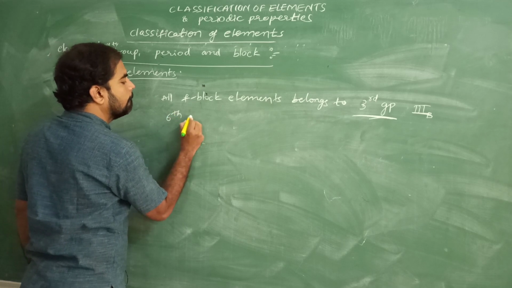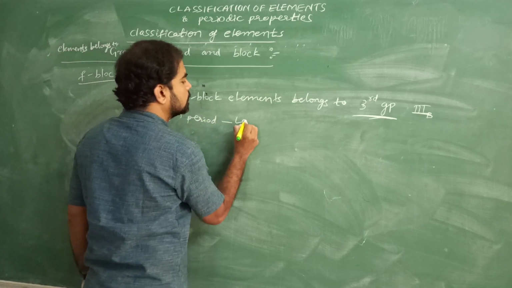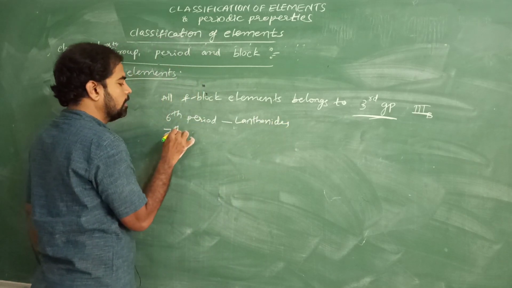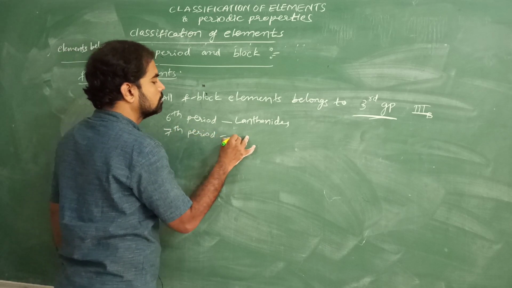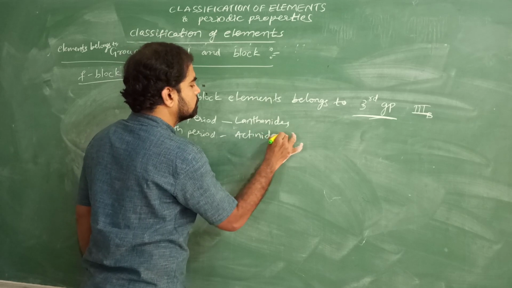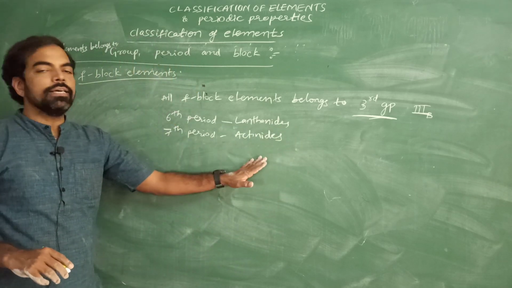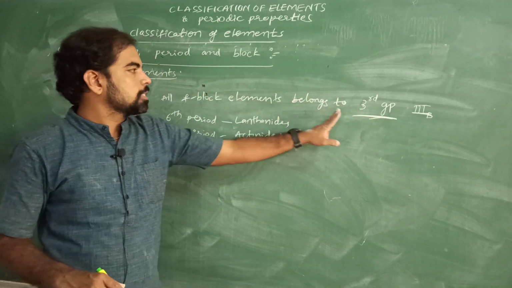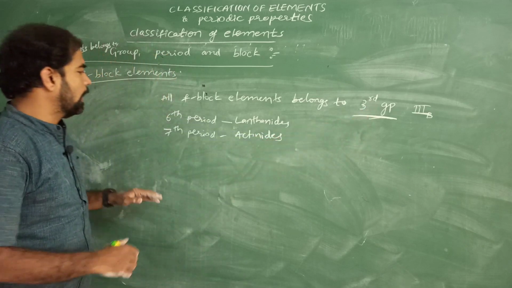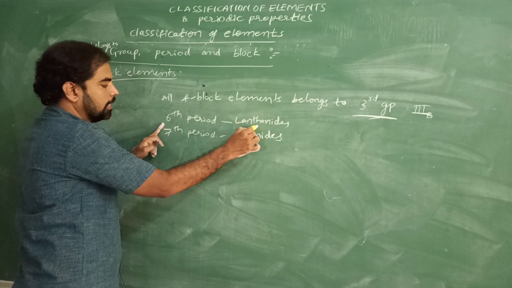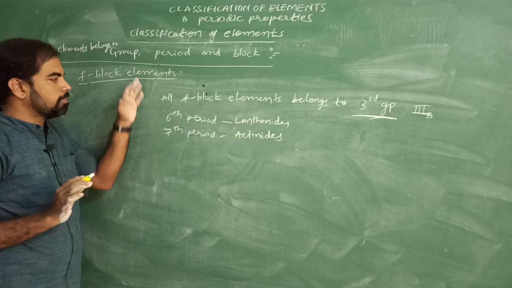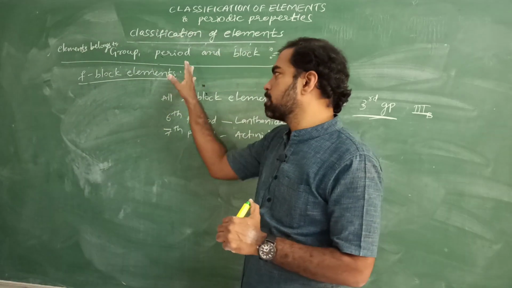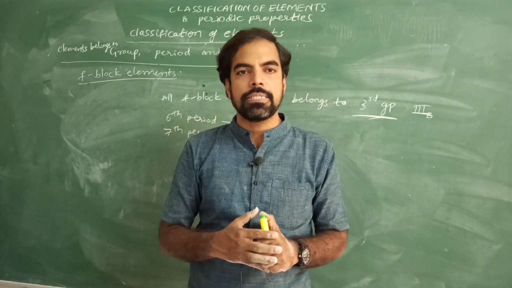And for the period, they are in the 6th period, lanthanides, and the 7th period, actinides. Remember, all f block elements belong to the third group, with the lanthanides in the 6th period and the actinides in the 7th period. Remember these points. So this is about the classification of the elements based on the s, p, d, f blocks and some examples. Okay students.